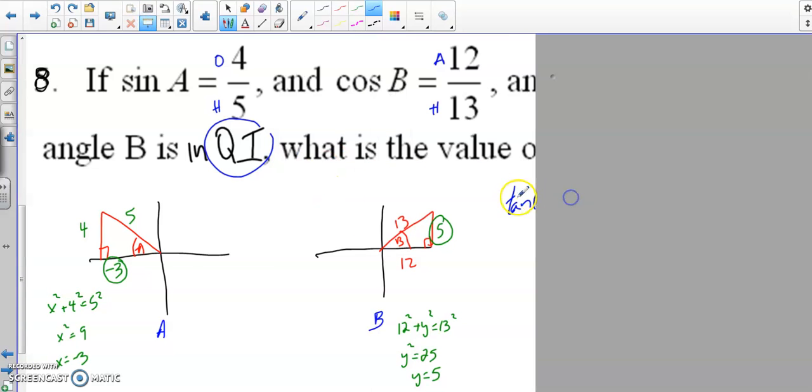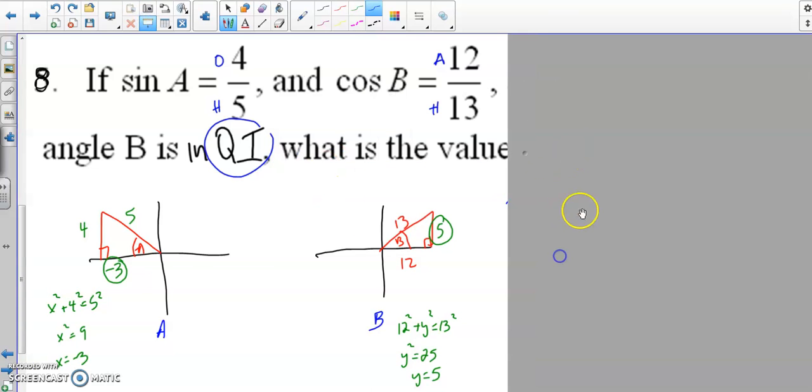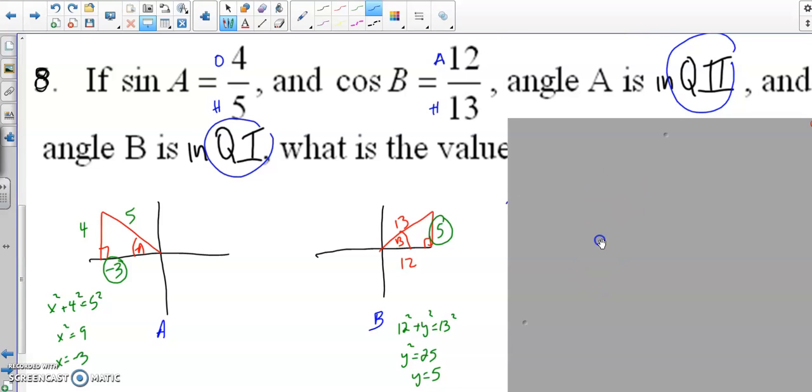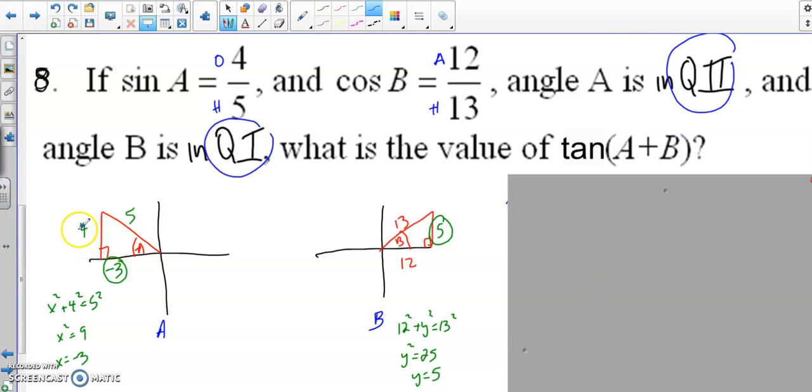All right, so there's my triangles. Hopefully we remember how to do this. Quadrant 2 for angle A. I know the opposite and the hypotenuse is 4 over 5. Pythagorean theorem, I gave you a nice easy triangle. We know that's -3 because we're in quadrant 2 and the x value is negative. Same thing for angle B. The cosine was adjacent over hypotenuse. I found the missing side to be 5. So now I have my two triangles drawn.